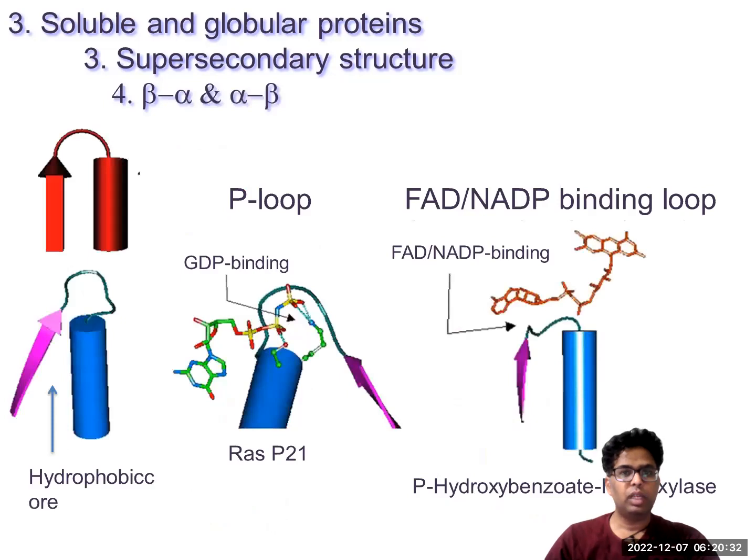That's an example. Beta alpha, okay, beta alpha is also a structure, same like things. Suppose a beta alpha structure and GDP binding protein, they have some loop-like structure. So ultimately that is super secondary. Beta alpha is also possible, alpha beta is also possible.